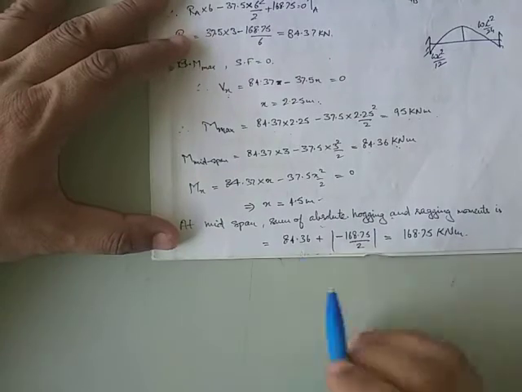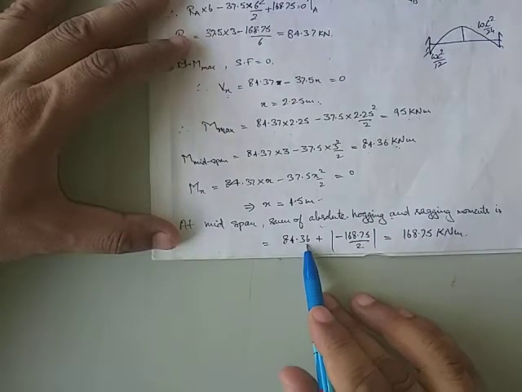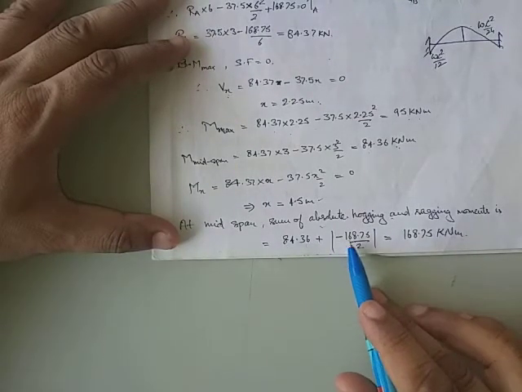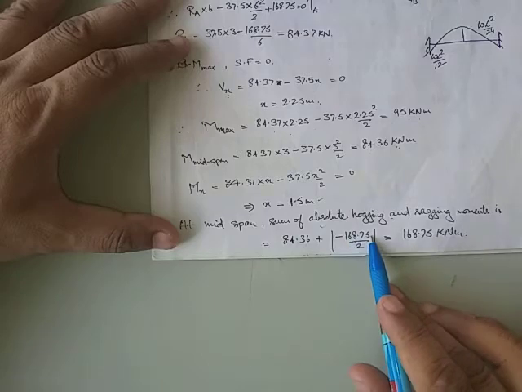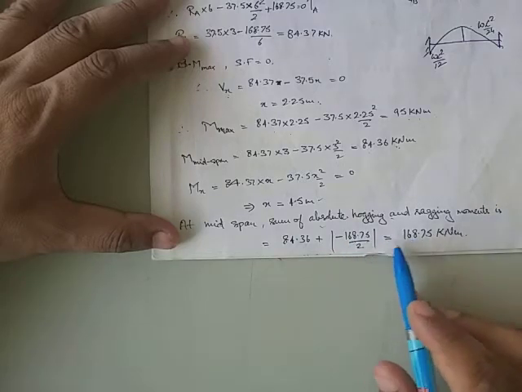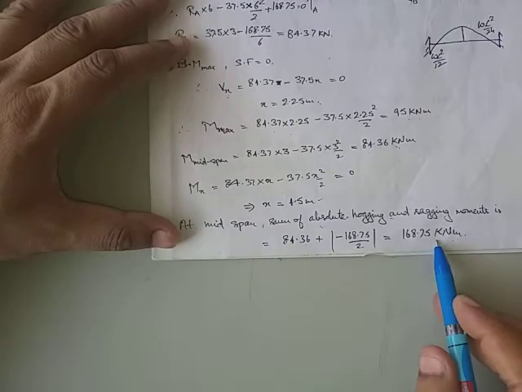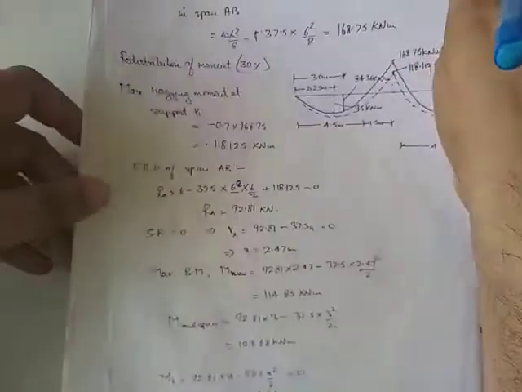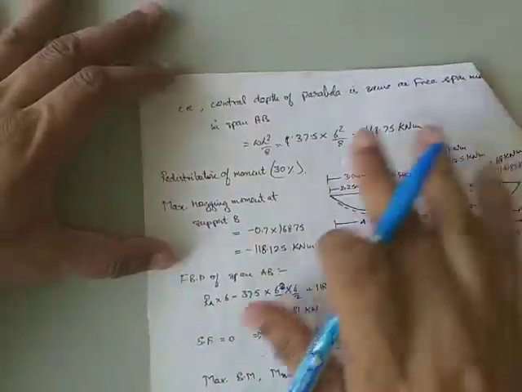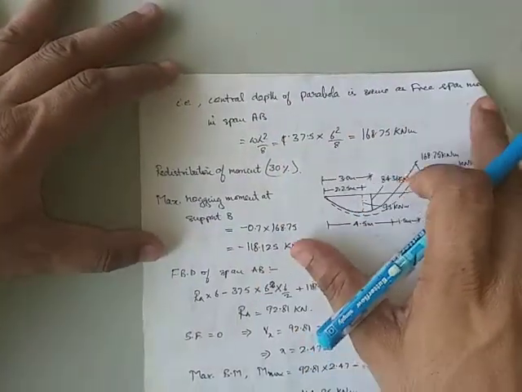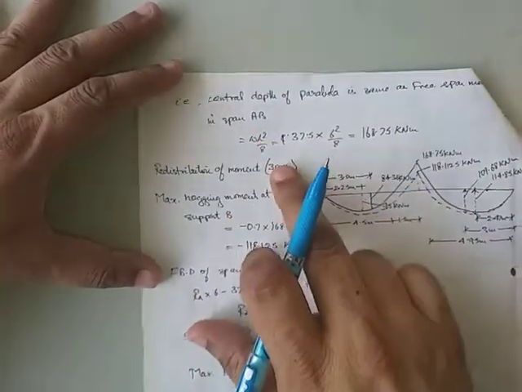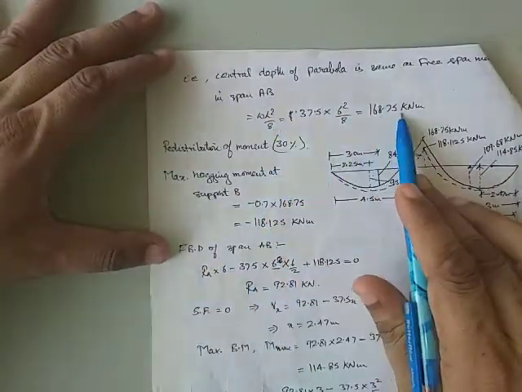So that is why, considering half of the moment, I get 84.36 plus the modulus of minus 168.75 by 2, which gives me a value of 168.75. Now this is again the absolute bending moment for a simply supported beam, that is WL square by 8. So the central depth of the parabola is the same as the free span moment in span AB. So this gives me a value of 168.75.